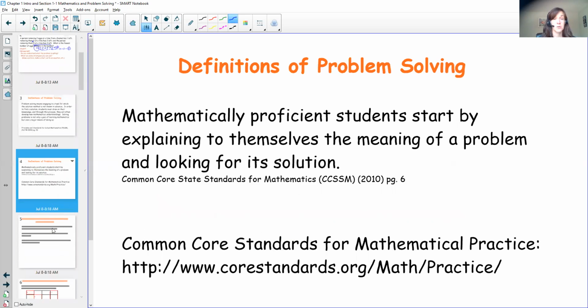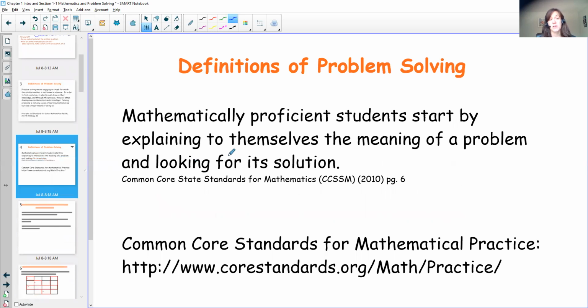All right, so the definition of problem solving according to Common Core is that mathematically proficient students start by explaining to themselves the meaning of a problem, and then they look for a solution. So before you can start looking for a solution, you have to say like, oh, hey, what am I trying to figure out? Which is a good place to start.